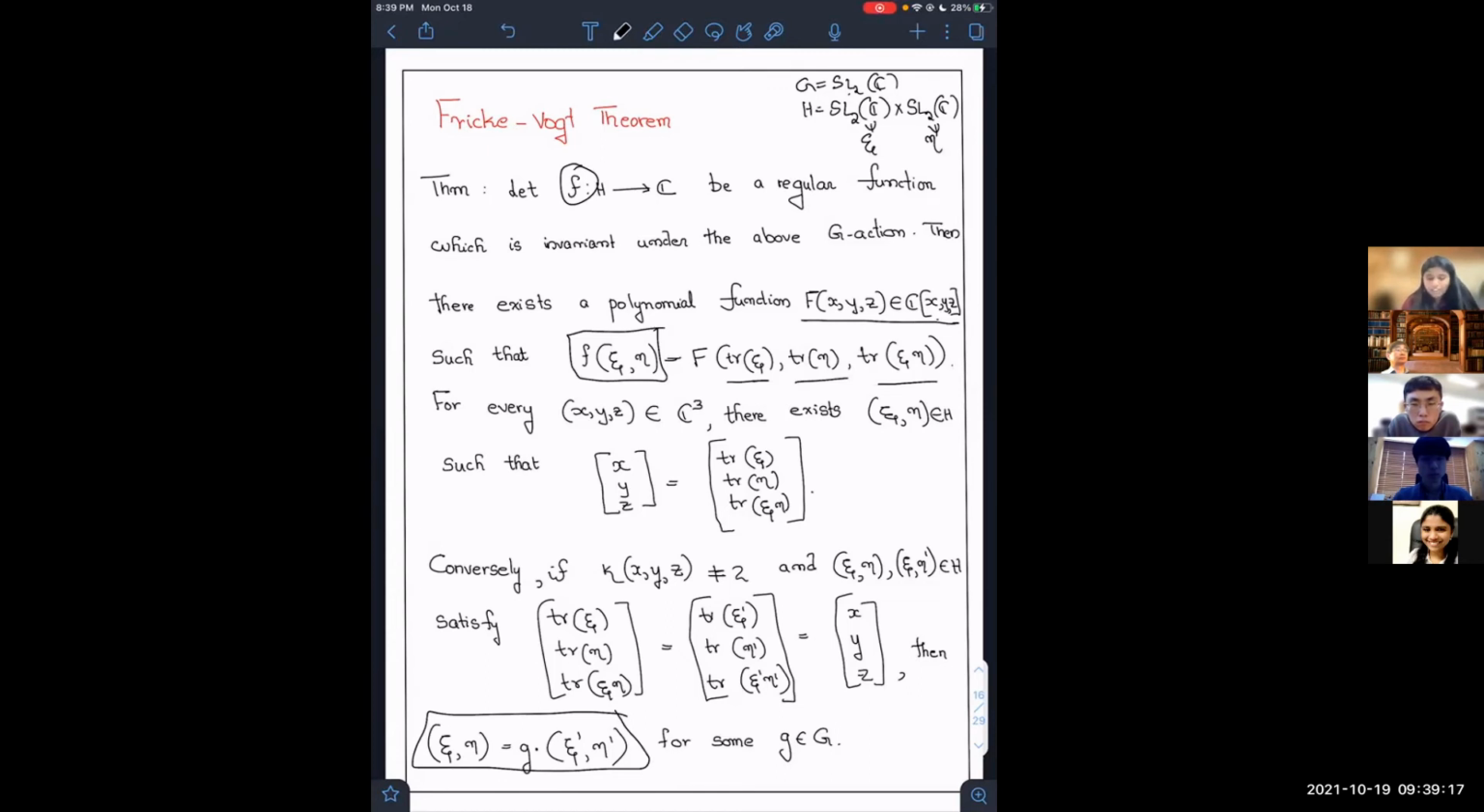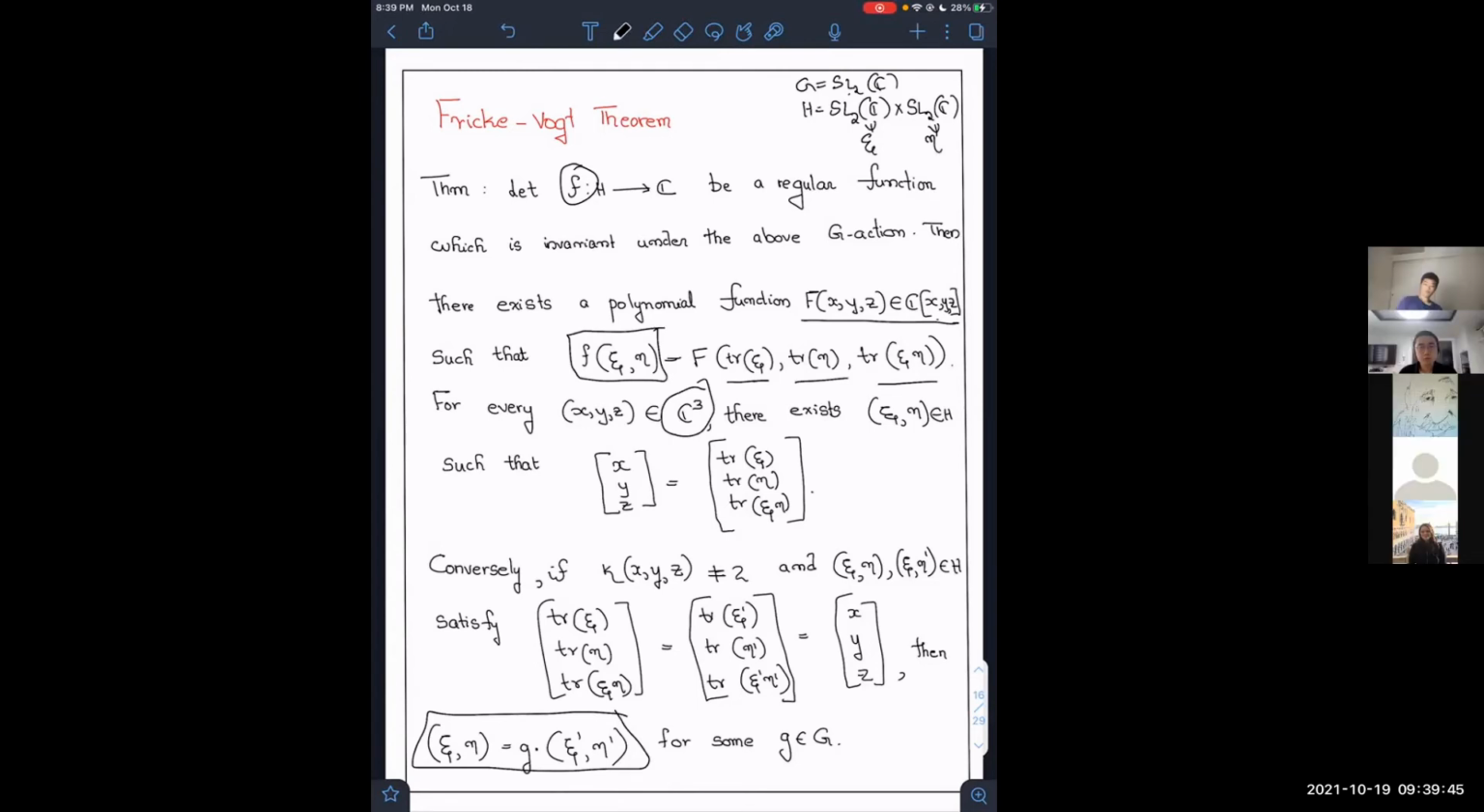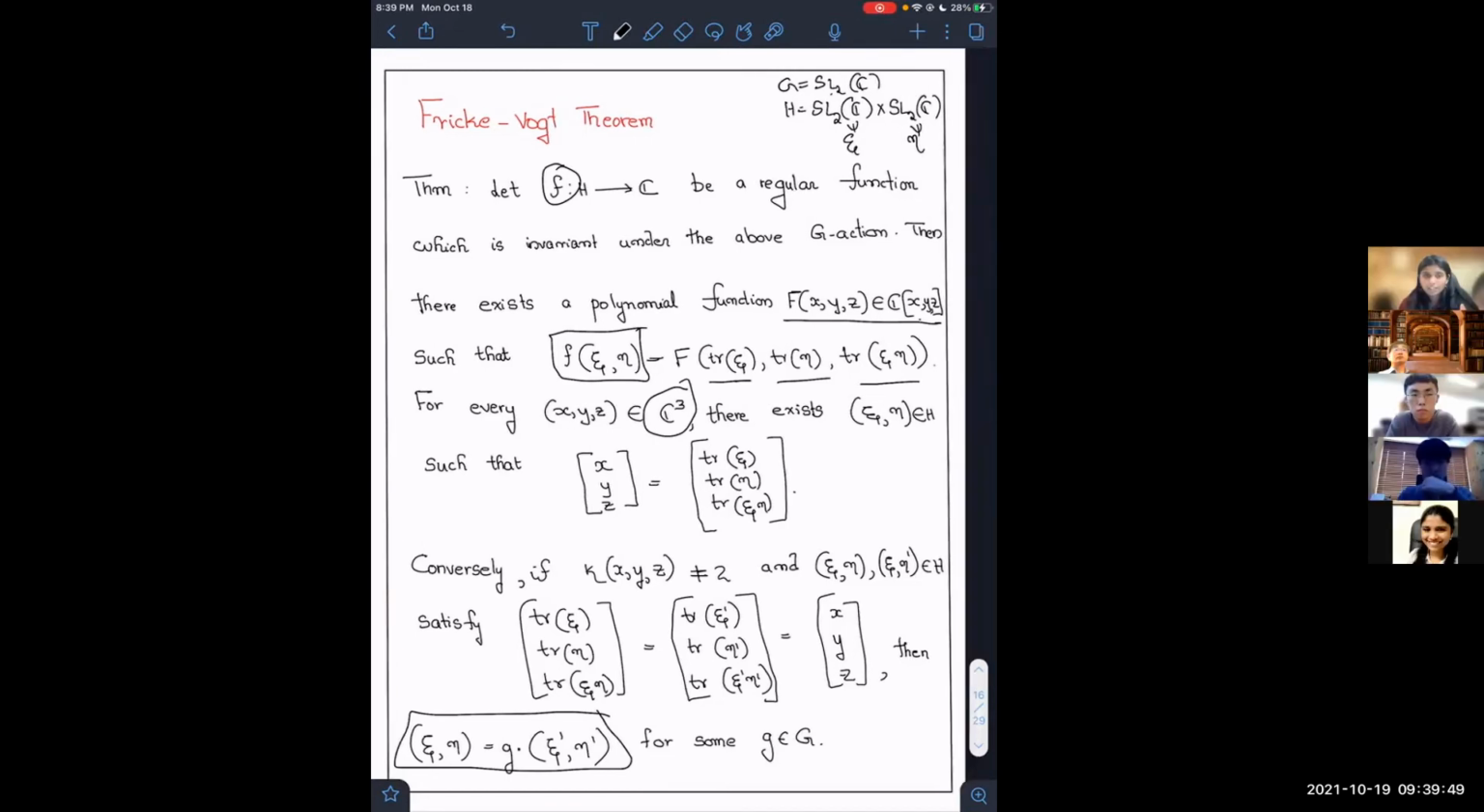So this tells us that the character variety is given by the space C3, and the mapping that takes each row to the trace of epsilon, trace of eta and trace of epsilon eta gives us the embedding into the space C3. So that gives us the example in this specific case.